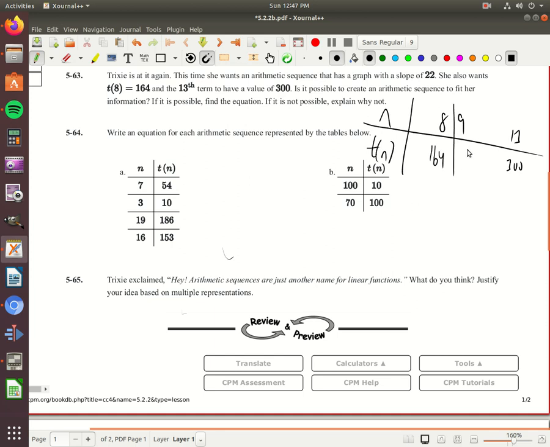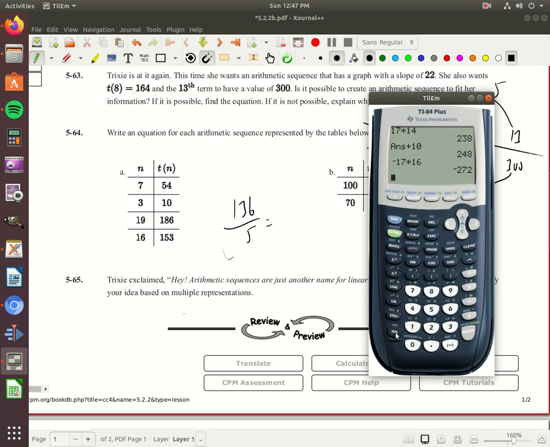So the ninth term would have to equal 186 and so forth, right? Because she wants to go by 22s. So the question is, is it possible to create this arithmetic sequence? Let's see if this is possible or not, and explain why. So we know that the gap here is going to be 136, and we know that the gap here is going to be 5. So 136 divided by 5 needs to equal 22.